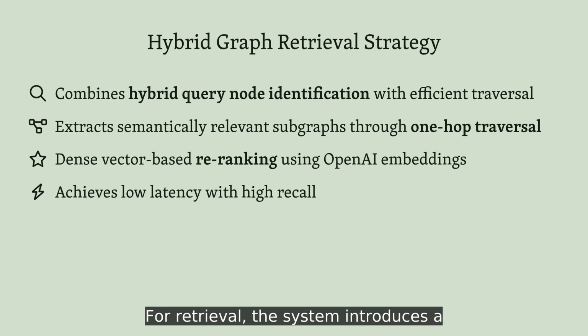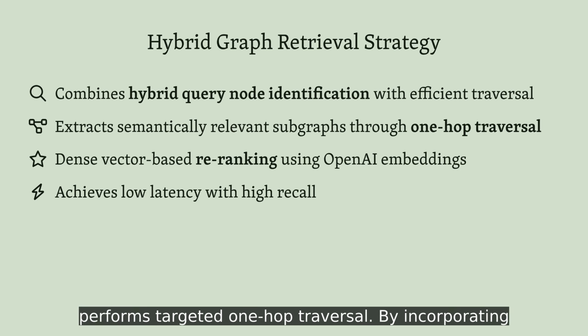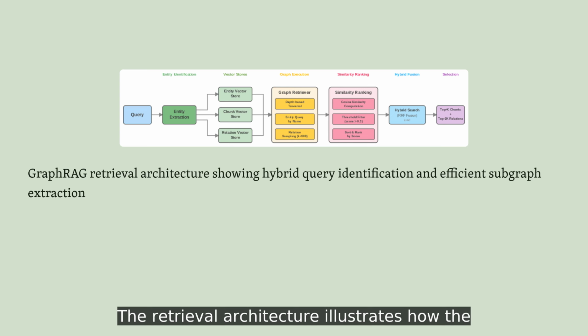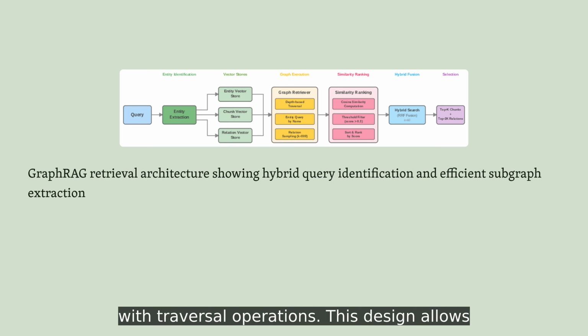For retrieval, the system introduces a lightweight strategy that identifies relevant query nodes in the knowledge graph and performs targeted one-hop traversal. By incorporating dense vector re-ranking, the approach extracts precisely the subgraphs needed for answering complex queries without exhaustive graph searches. The retrieval architecture illustrates how the system seamlessly integrates hybrid node identification with traversal operations.